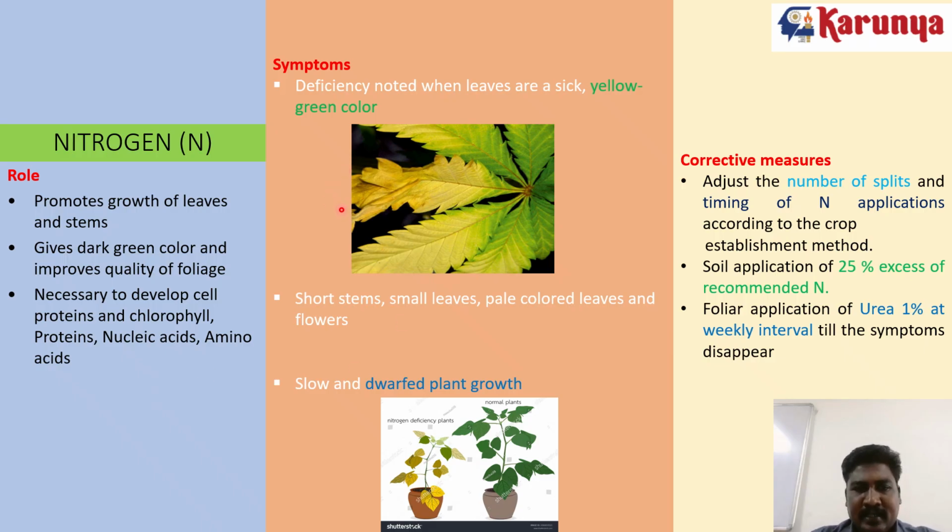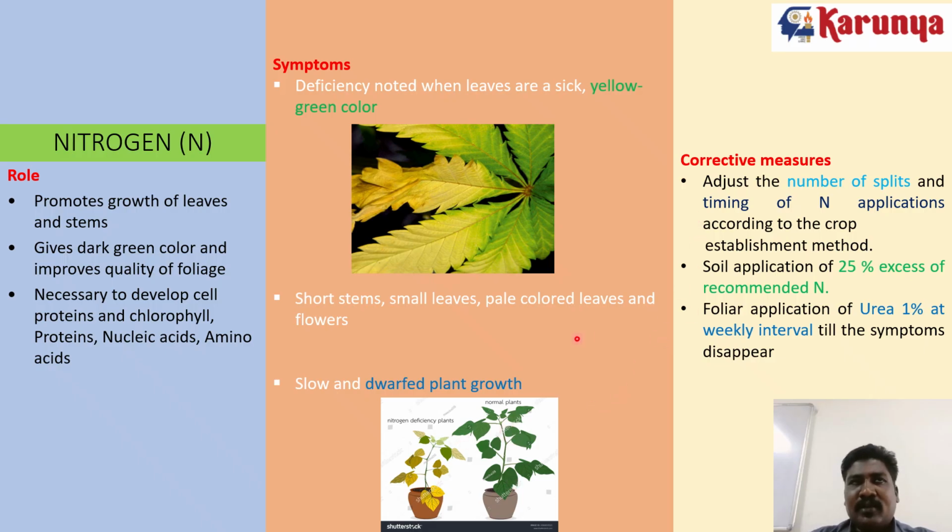As I told you earlier, symptoms will show from the tip of the leaves and move towards the petiole, so an inward V shape is produced. Yellowing of leaves mostly appears in the lower part of the plant. Apart from that, short stems, small leaves, pale-colored leaves, and few flowers are the other symptoms of nitrogen deficiency. You can see this dwarfed plant growth is a main deficiency symptom of nitrogen, whereas the healthy plant will grow better than this.